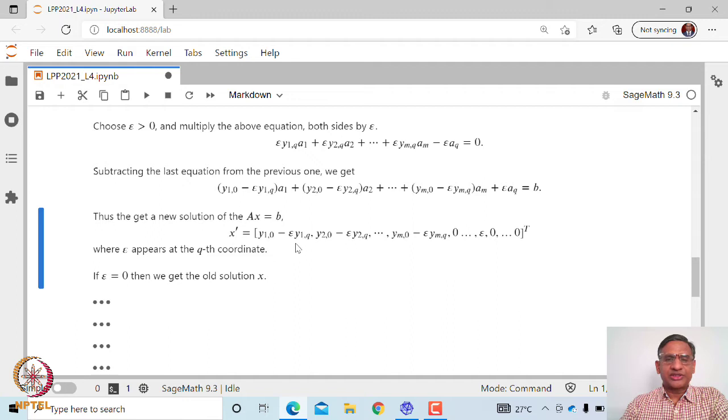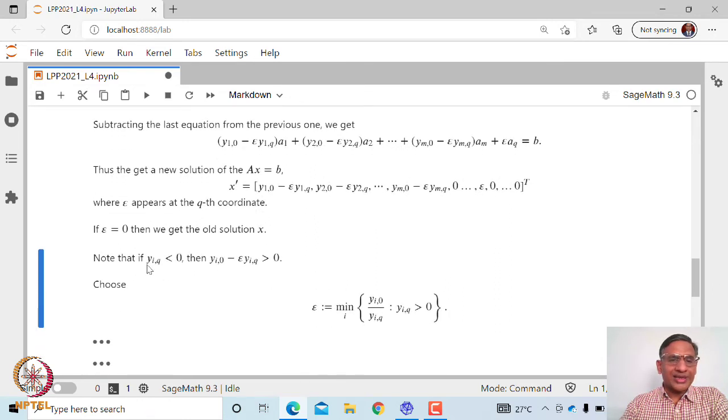As I said, in case epsilon is 0, what we get is the old solution, which is y10, y20, dot dot dot, ym0. And if yiq is negative, epsilon we have already taken as positive, and yi0 is already non-negative. Therefore each of these terms will be positive in case yiq is negative for every q, so we don't have to worry about those components.